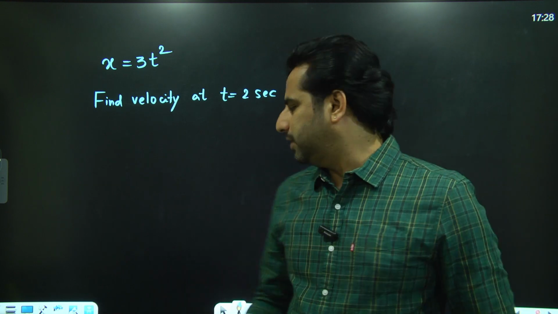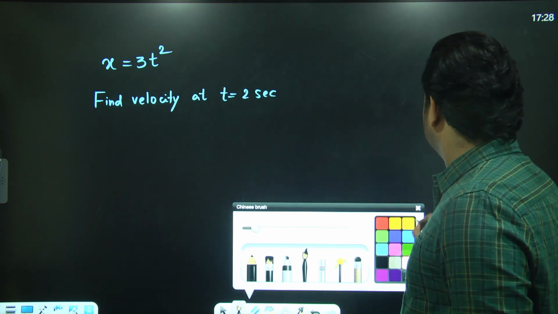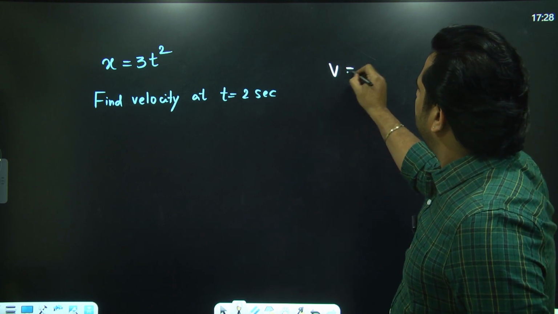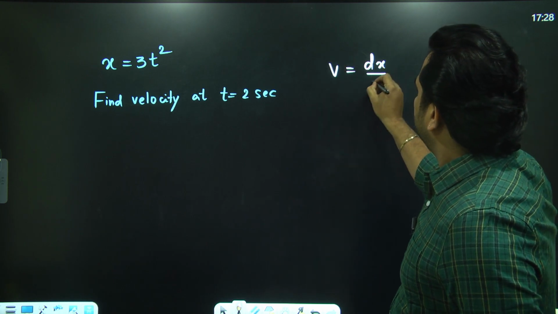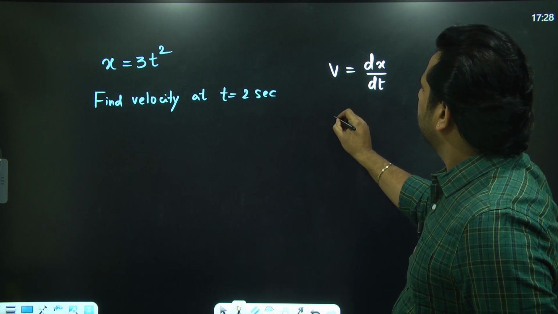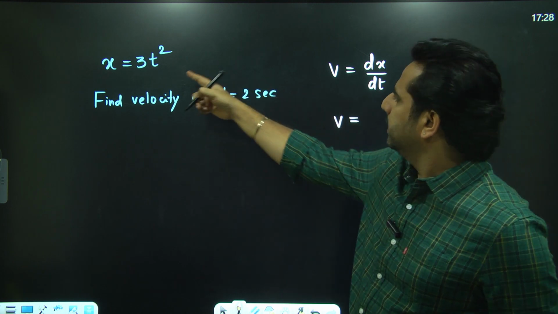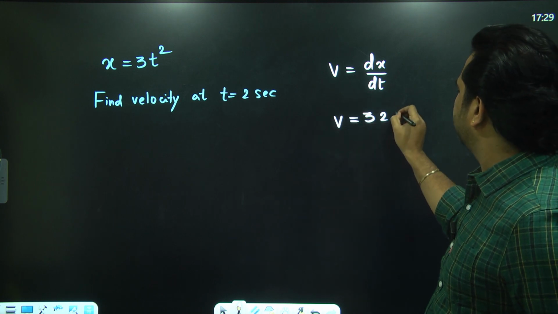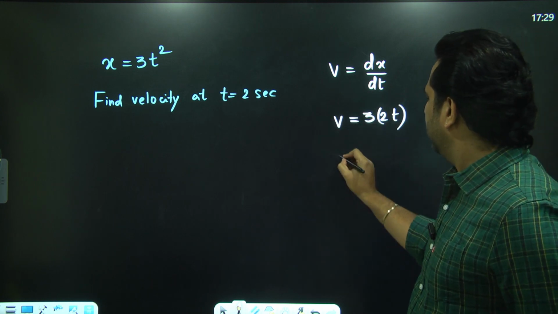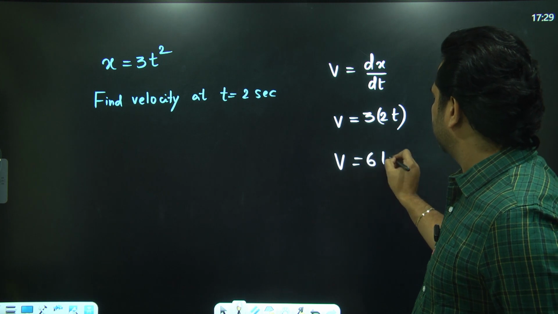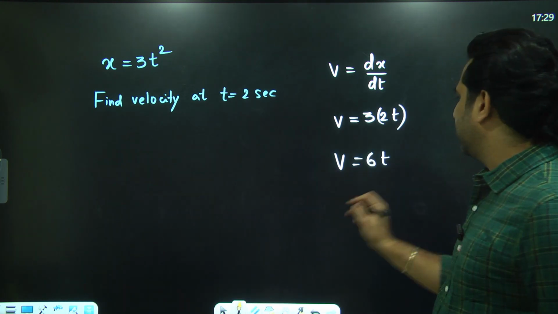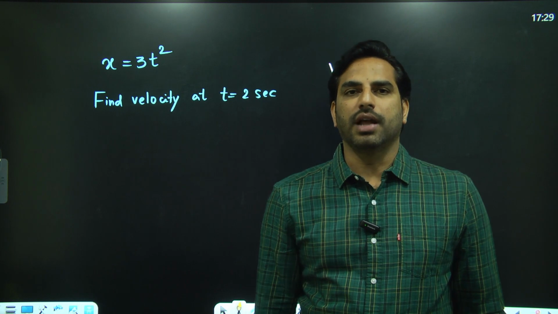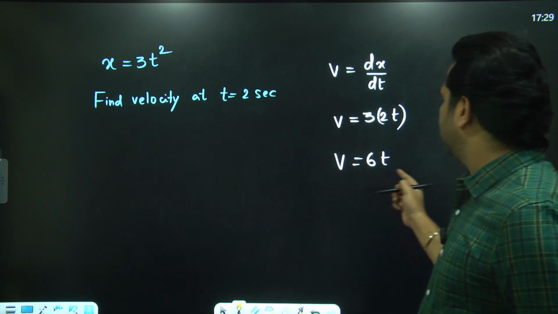This is a very simple question. You can use v is equal to dx by dt, rate of change of displacement with respect to time. So I have to differentiate 3t square with respect to time. So that is 3 into derivative of t square, which is 2t. So v is equal to 6t. This is the velocity of the particle. Velocity of the particle as a function of time is 6 into t.